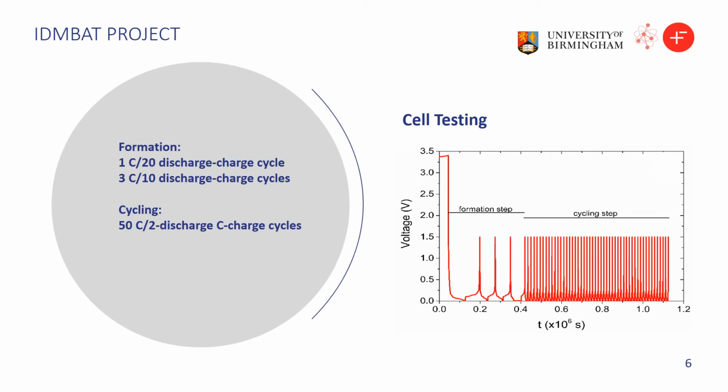So for the cell testing, we had a formation step and a cycling step. The formation step consisted of four different discharge charge cycles, and the cycling consisted of 50 discharge charge cycles.